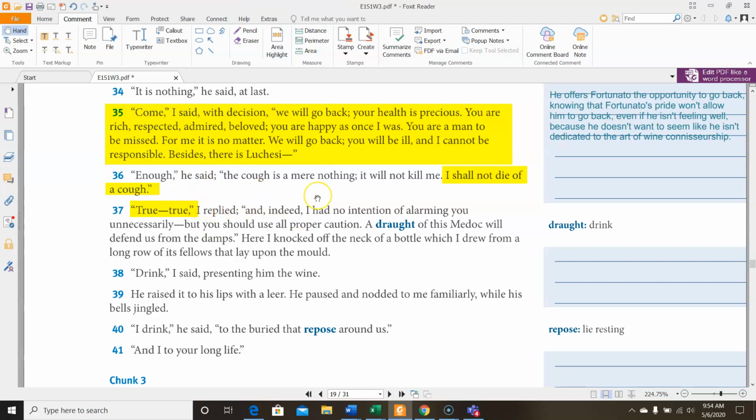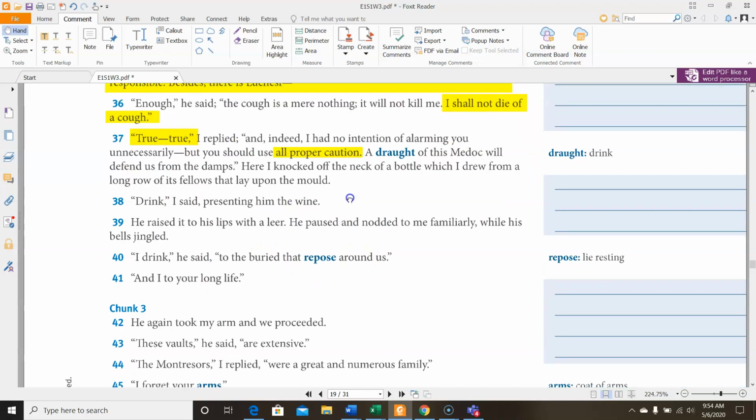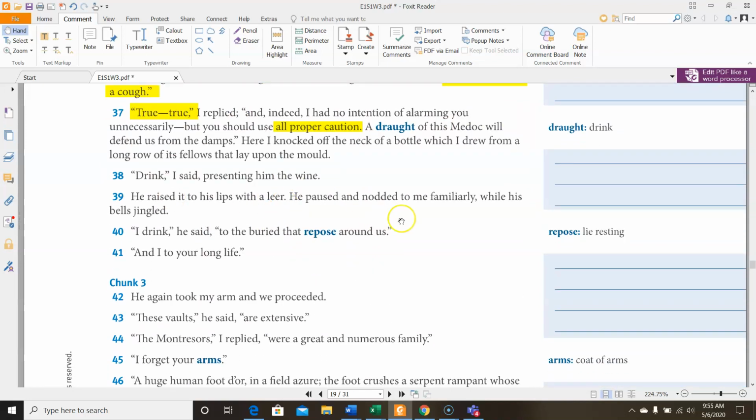"True, true," I replied, "and indeed, I had no intention of alarming you unnecessarily, but you should use all proper caution. A draught of this Medoc will defend us from the damps," and that's a type of wine too. Here I knocked off the neck of a bottle which I drew from a long row of its fellows that lay upon the mold. "Drink," I said, presenting him the wine. He raised it to his lips with a leer. He paused and nodded to me familiarly, while his bells jingled. "I drink," he said, "to the buried that repose around us." So he's drinking to the dead in the catacombs. And Montresor replies, "And I to your long life," which is also ironic.